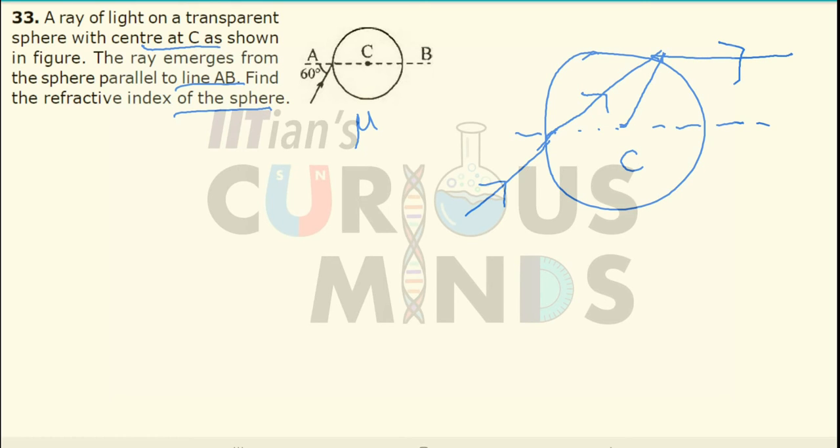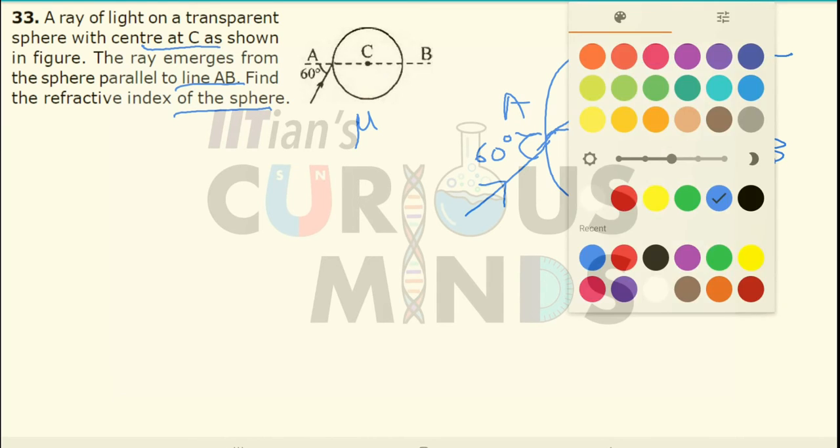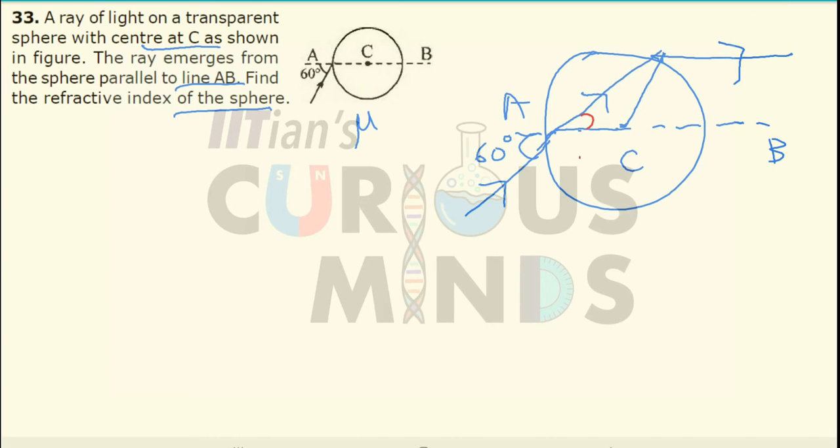Now it is given that the emergent ray is parallel to AB. It is not passing through AB, it is parallel to AB. This angle over here is equal to 60 degrees. Let this angle be equal to R. If this angle is R, this angle also will be equal to R.